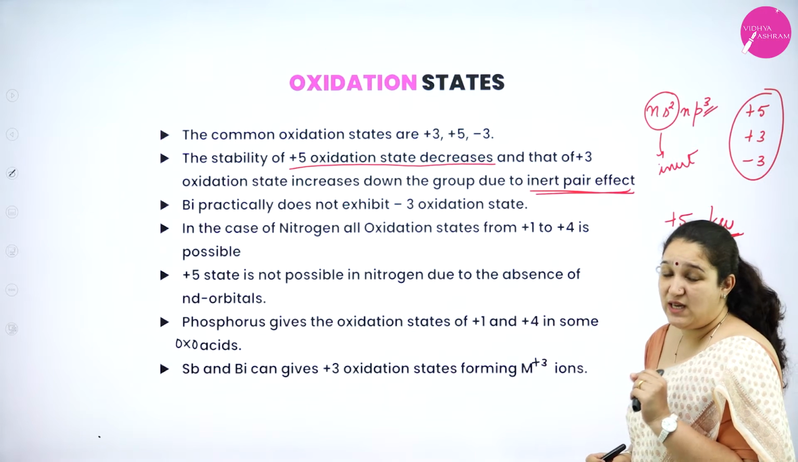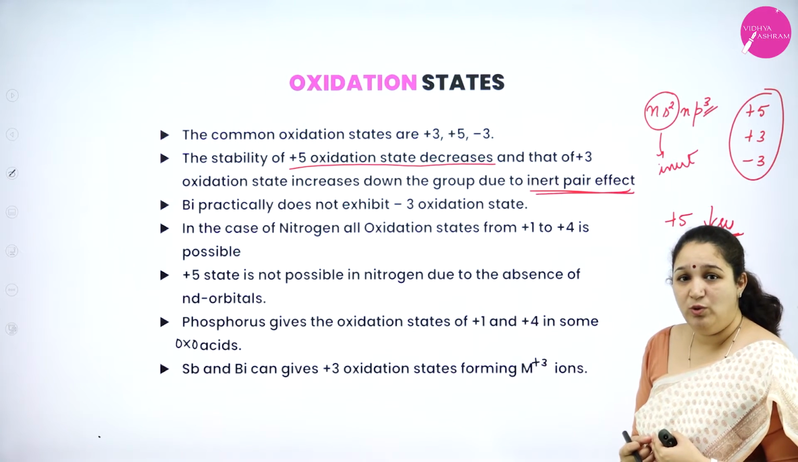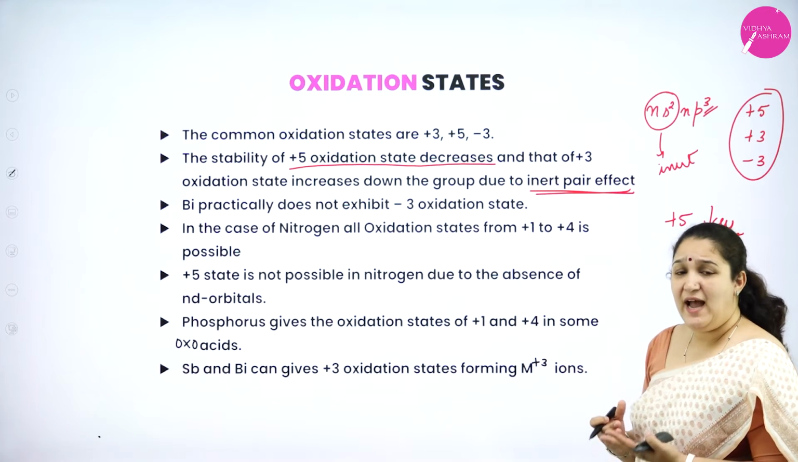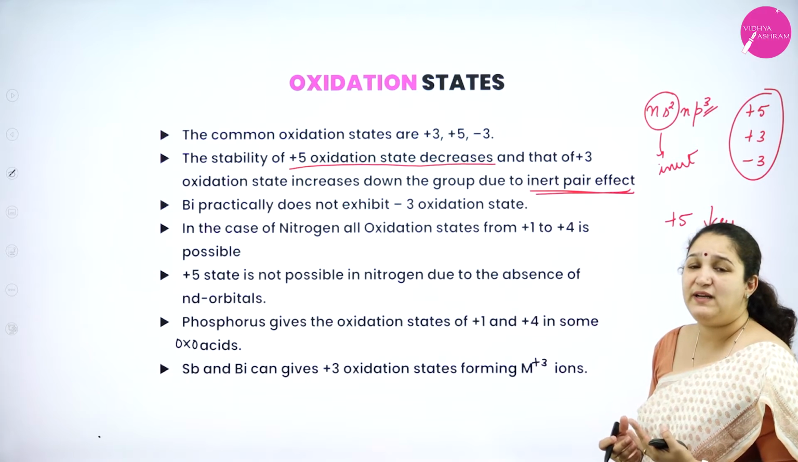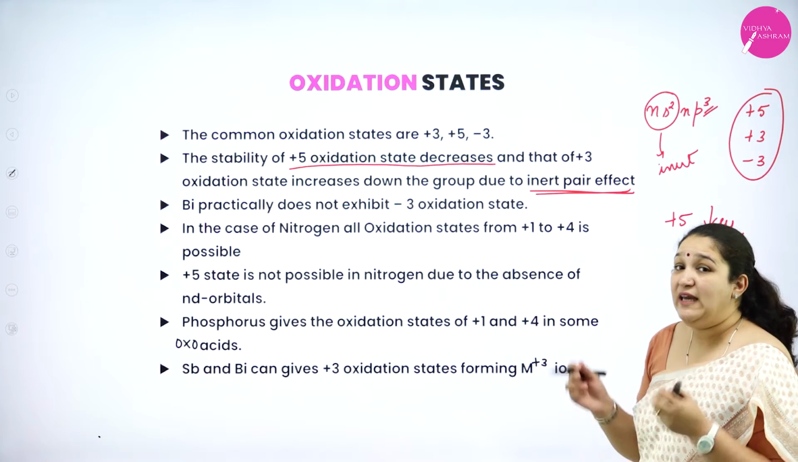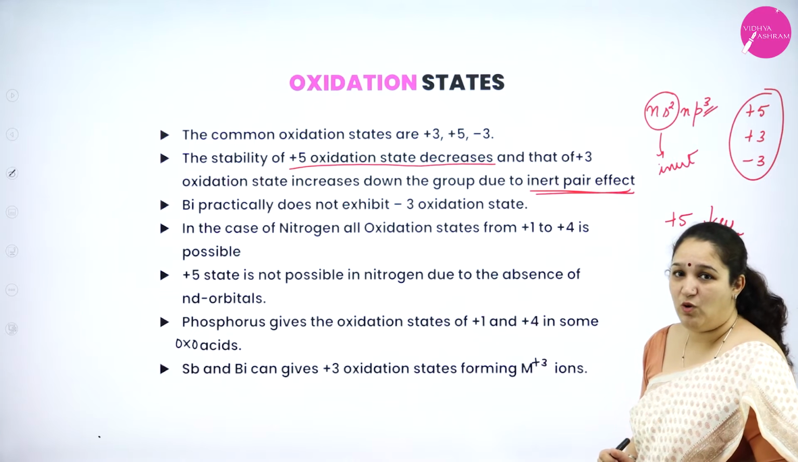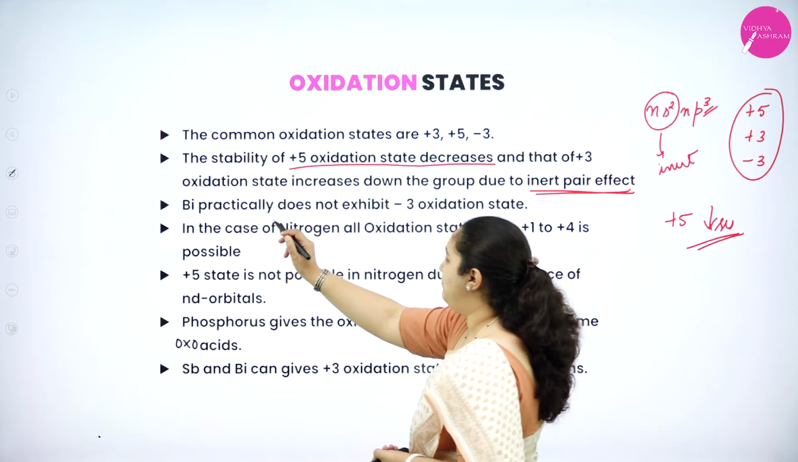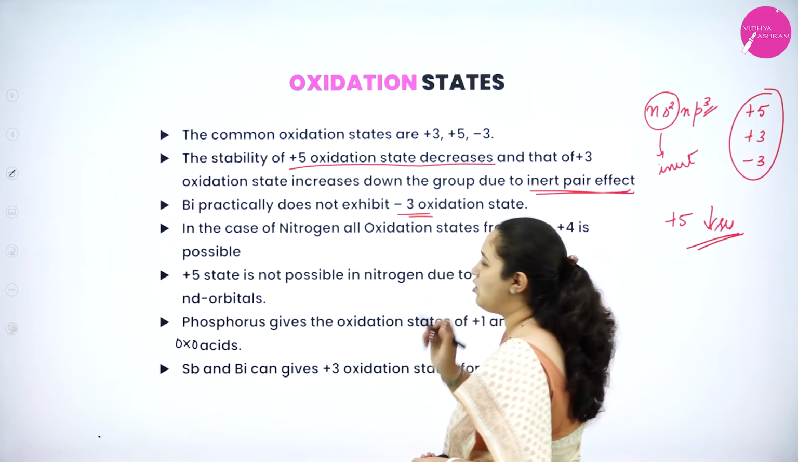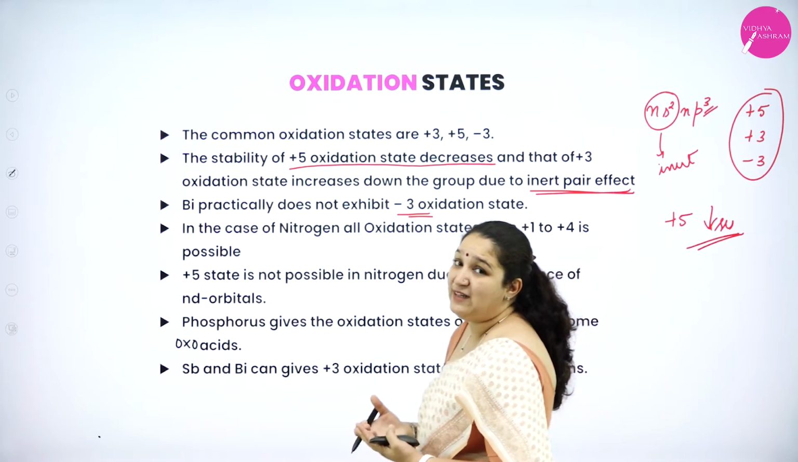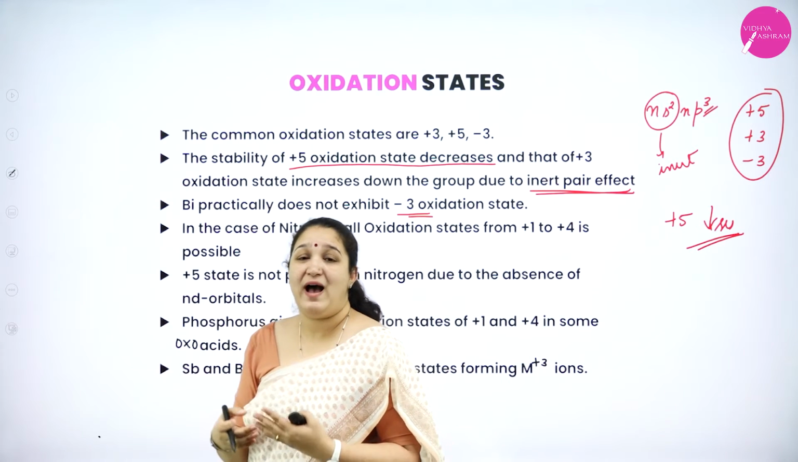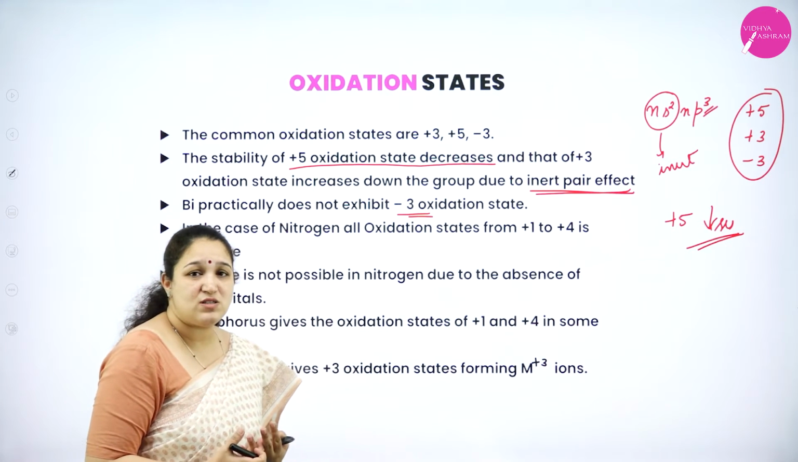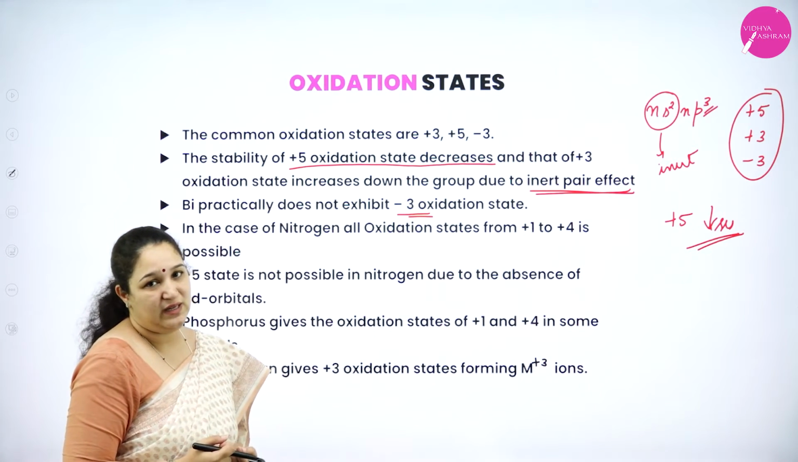So give-reason questions they can ask: as we come down the group, why does +5 oxidation state stability decrease and only +3 oxidation state stability increase? That is due to the inert pair effect. You need to remember this word. Next, bismuth practically does not exhibit -3 oxidation state at all, because electronegativity is very low for bismuth. So as the electronegativity decreases when we come down the group, the -3 oxidation state stability also decreases.